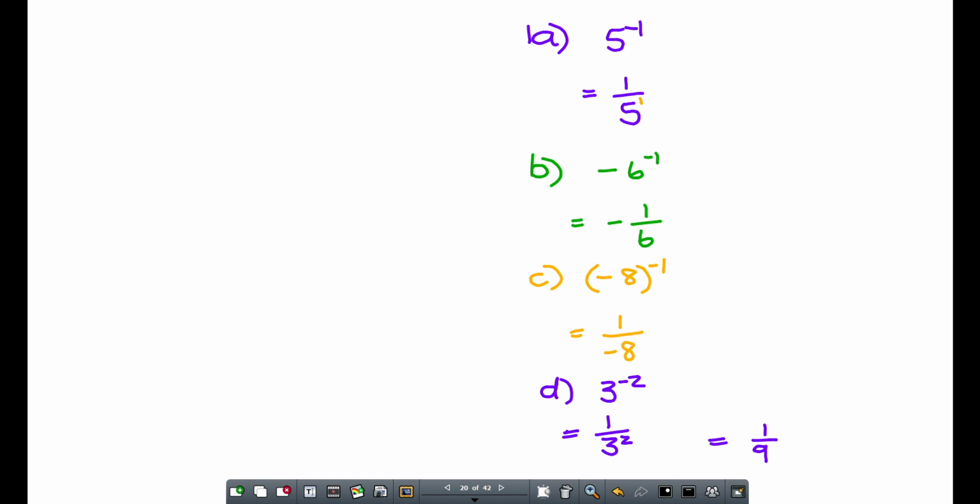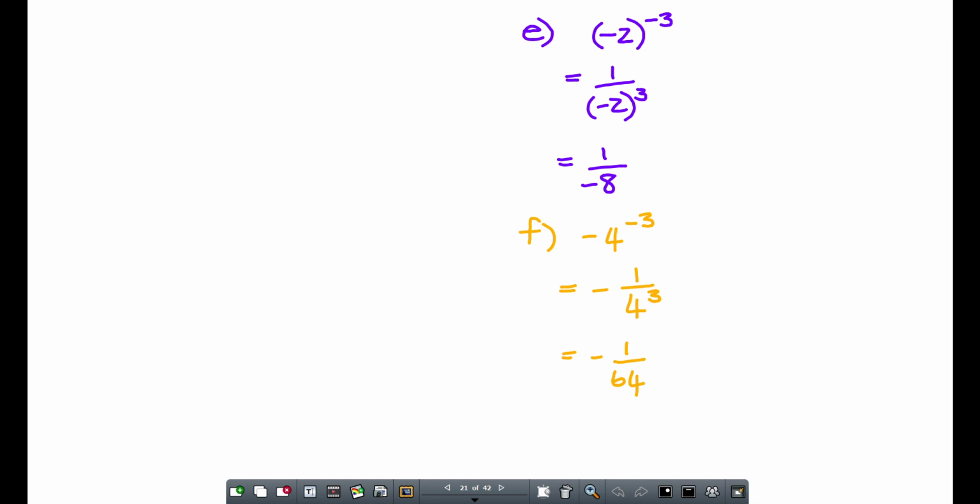Can I skip? Okay, there's E. So you'll see that I moved the full minus 2 with the exponent to the bottom. Okay, so minus 2 to the power 3 is the same as minus 2 times minus 2 times minus 2. Right, and that's why I then get negative 8 at the bottom.